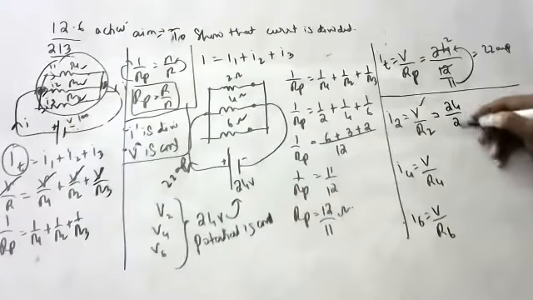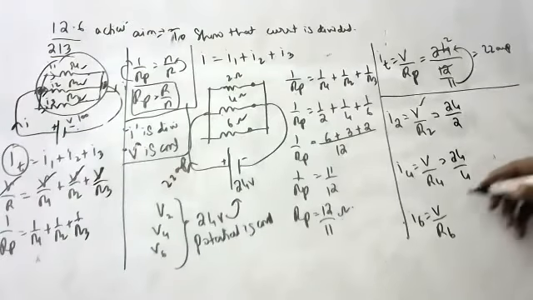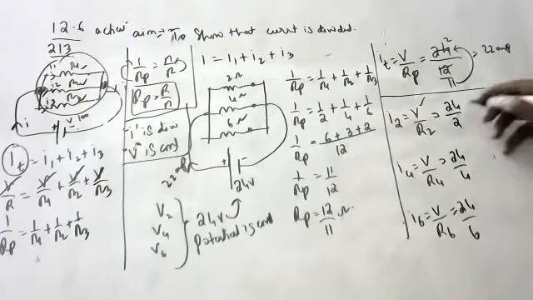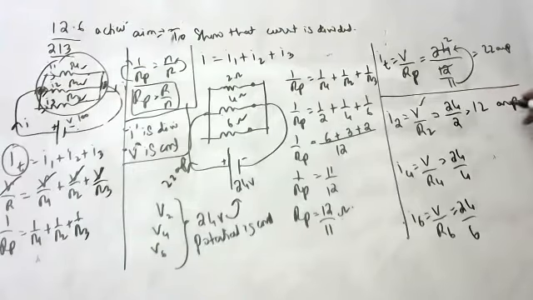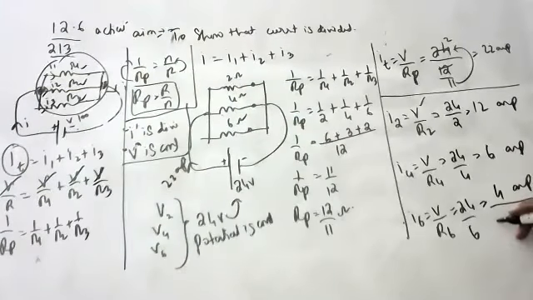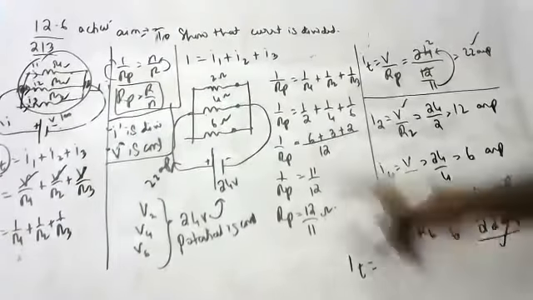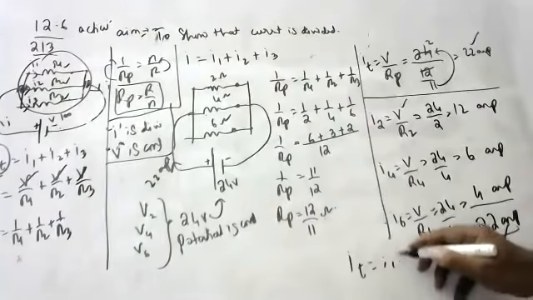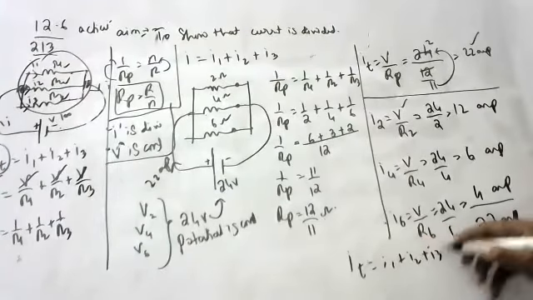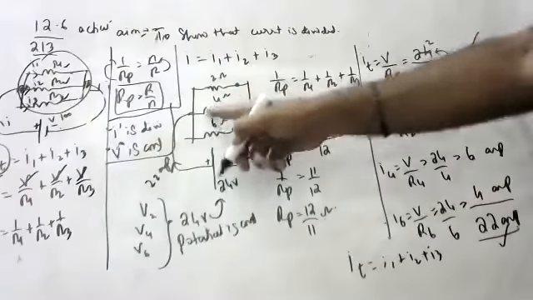So 24 by 2, 24 by 4, 24 by 6. How much? 12 amperes, 6 amperes, and 4 amperes. Total how much? 22 amperes. Here also we got 22, here also we got 22. What we wanted to prove, children, is that total current is equal to I1 plus I2 plus I3. Total current is equal to the sum of individual currents.